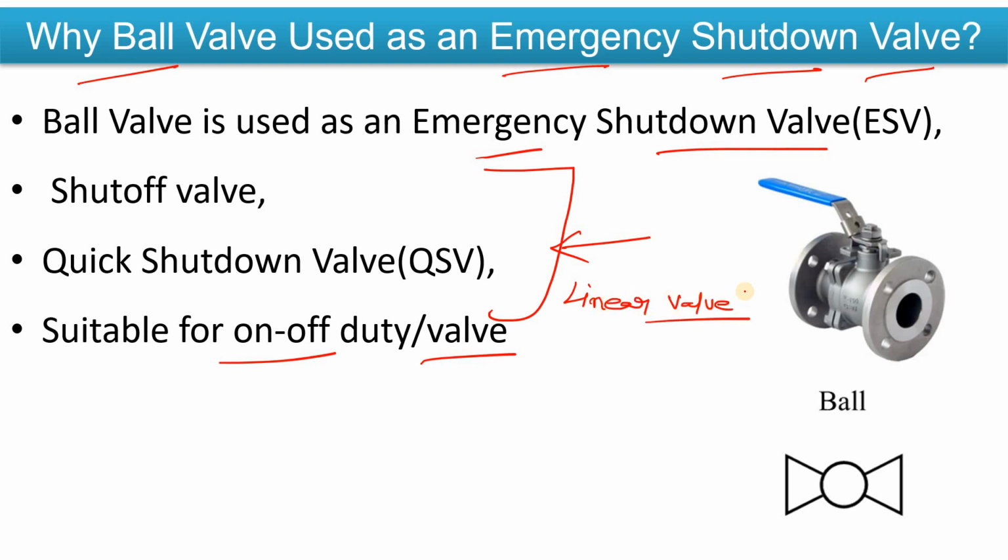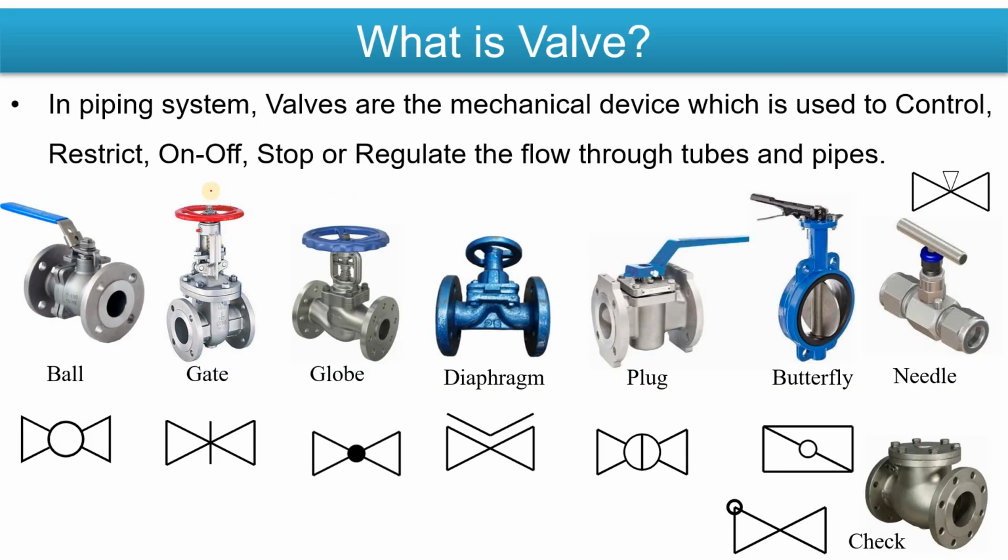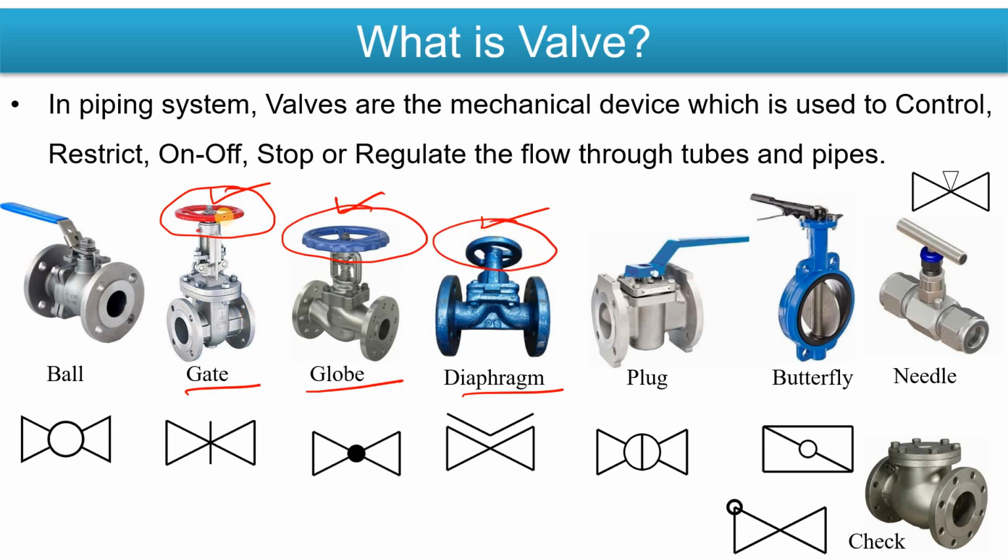examples of linear valves are the gate valve, the globe valve, and the diaphragm valve. Why are these valves linear? Because there is a wheel with them to operate these valves, right? Whenever you have to turn the gate valve on or off, you simply have to rotate that wheel 360 degrees.